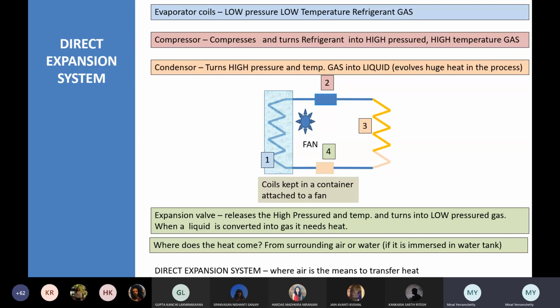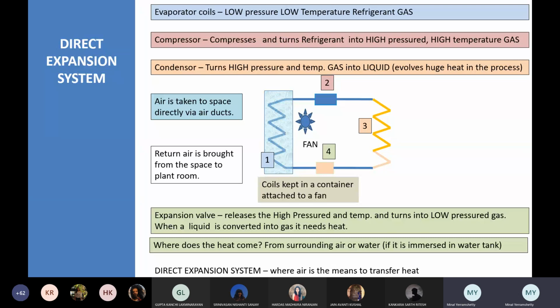Okay. And the coil kept in a container attached to the air is taken to the space and not the water. This is the main difference between the direct expansion and the chill water. Please understand this, guys, because this will be so obvious when you do your diagrams. And if suppose this question is asked in your exam, my suggestion is please draw the diagram. Okay, a good diagram with a colored pencil or pen is the sure shot way of passing without copying. Return air is brought from the space to plant room. Okay, so this is how the difference between your direct expansion and a chilled water is obvious.